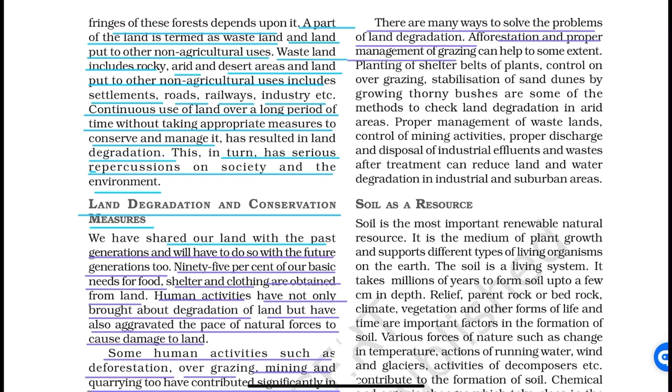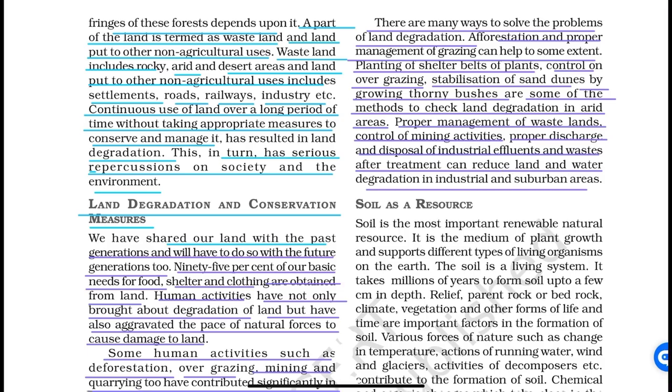Afforestation and proper management of grazing can help to some extent. Planting of shelter belts of plants, control of overgrazing, stabilization of sand dunes by growing thorny bushes are some of the methods to check land degradation in arid areas. Proper management of wasteland, control of over mining activities, proper discharge and disposal of industrial effluents, and waste after treatment can reduce land and water degradation in industrial and suburban areas.